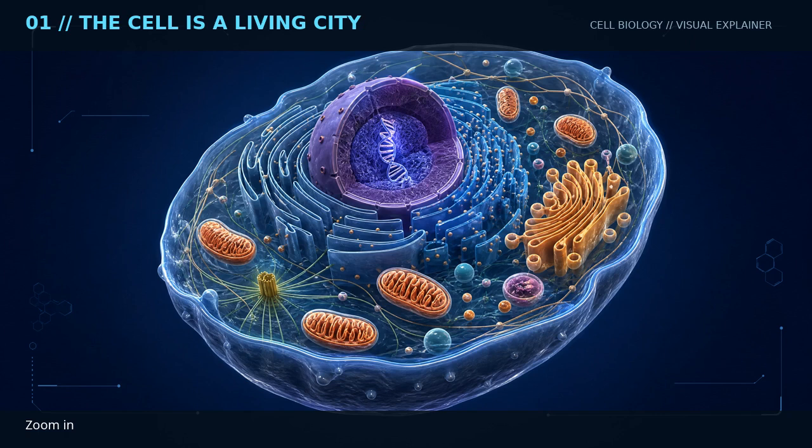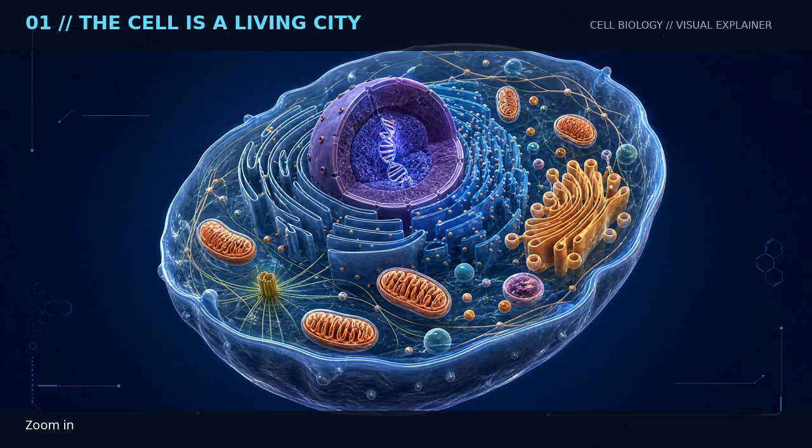Imagine shrinking down until a single human cell fills your entire field of view. What would you see? Not an empty bubble. You would see a controlled, organized world, surrounded by a selective border, powered by molecular energy converters, directed by stored information, and constantly moving supplies from one station to another.